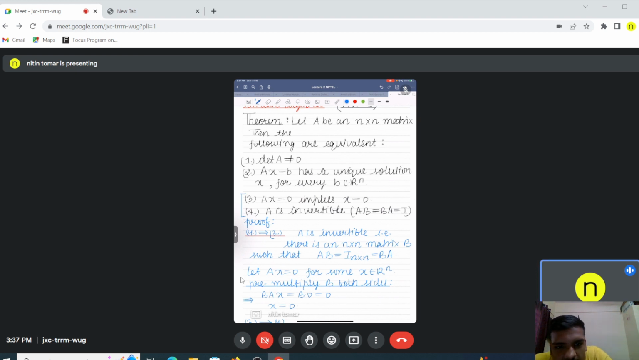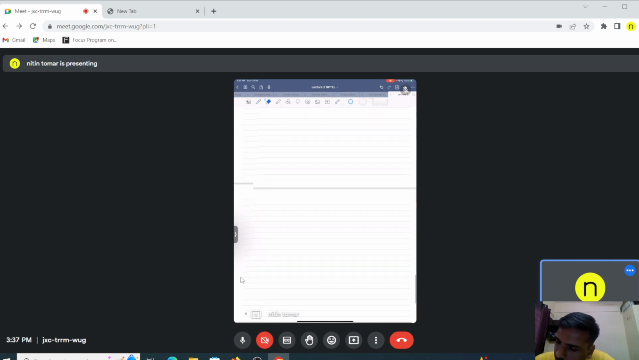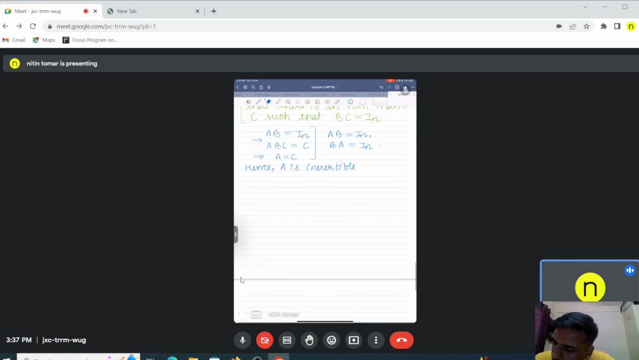Logically think: if for any b it has a unique solution, then in particular for b equal to 0 it will have a unique solution, right? Let us write it step by step. You don't need to get confused. We have a lot of time, at least I have a lot of time. You can go whenever you want.